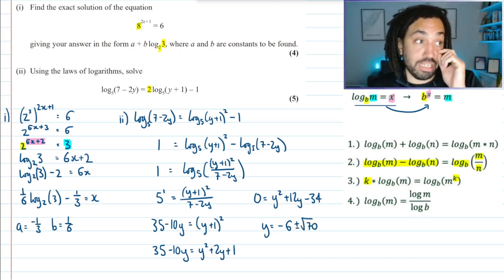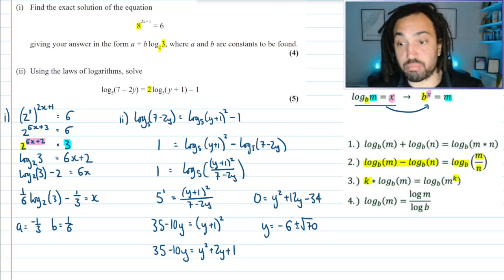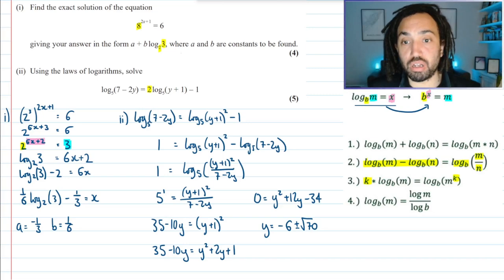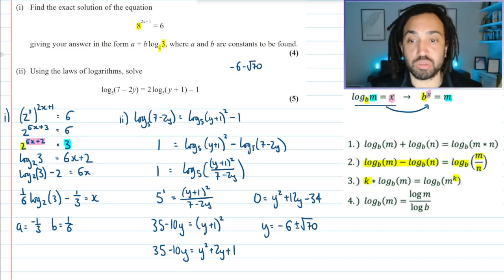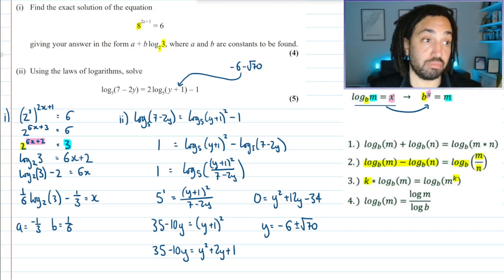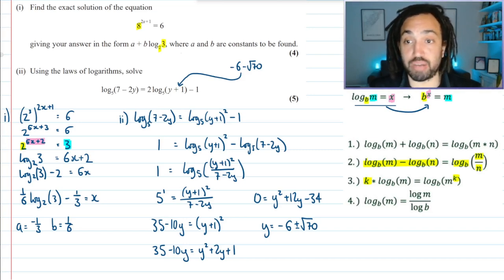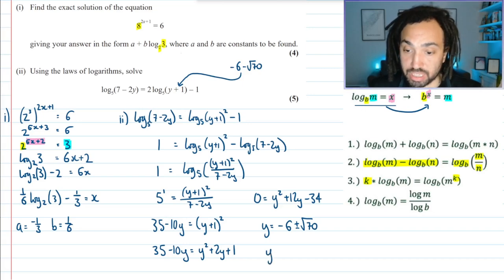Okay, now we need to check to see if these work, because what we can't have is a negative inside of a logarithm input. So if I was to use minus 6 minus root 70, then it's quite clear that when I sub it into here, I will get a negative. And I'm not allowed to log a negative, so that wouldn't work. So therefore, we have to reject that one and accept only this one here.